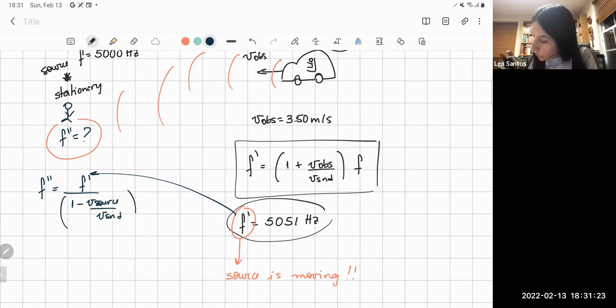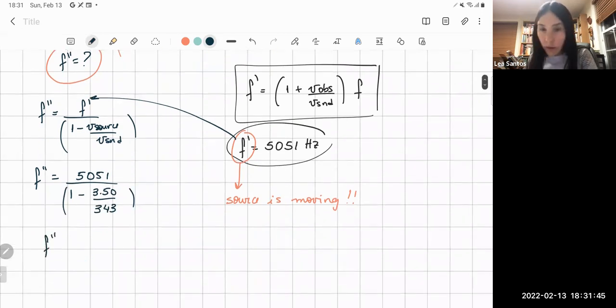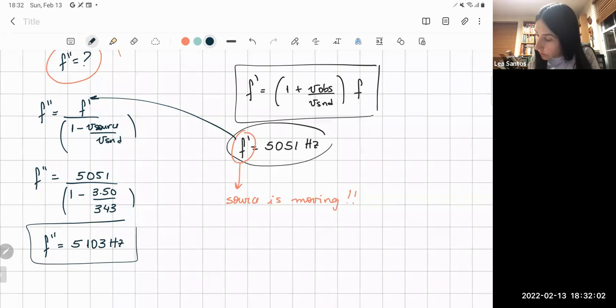Okay, so if we put the numbers here, what are the numbers that we're going to put? Here is 5051, which is the new frequency from the car. 1 minus, the car is now behaving as a source. It has the speed 3.5 and the speed of sound 353. And with that, we get this final frequency that the person will be detecting. The person who is close to that original source will hear this new frequency, 5103 hertz. So this is an interesting problem.